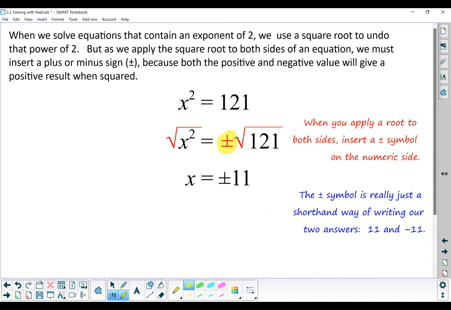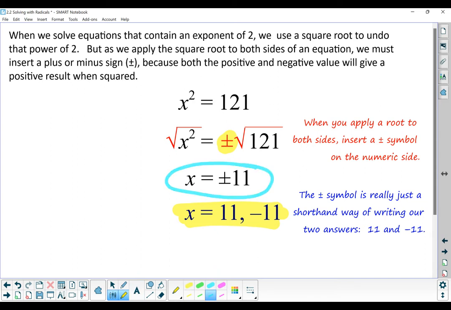Now that plus or minus symbol is just shorthand. It's just shorthand for the fact that we have two answers here, positive 11 and negative 11. So plus and minus 11 is just saying we have both a positive and a negative 11 as our answer. So if you prefer to write it like this, you absolutely can if you like, but it's pretty customary to just use that shorthand to report your answer.